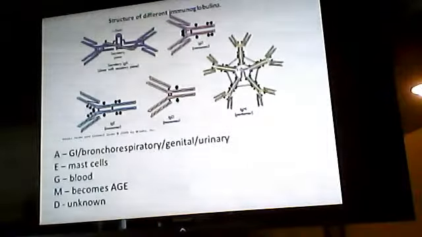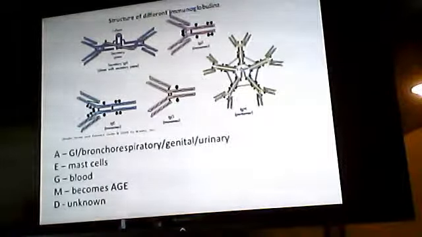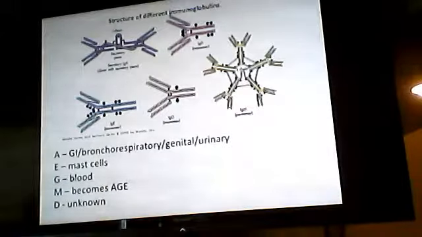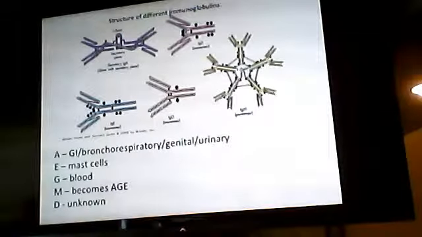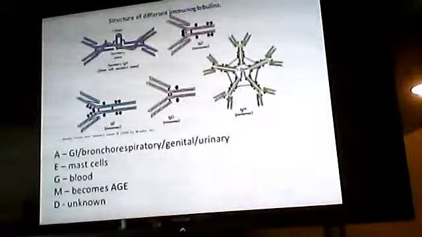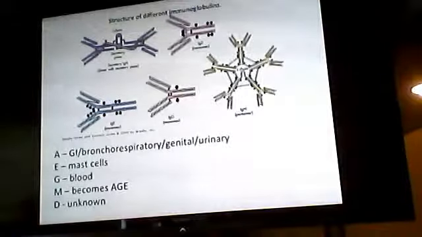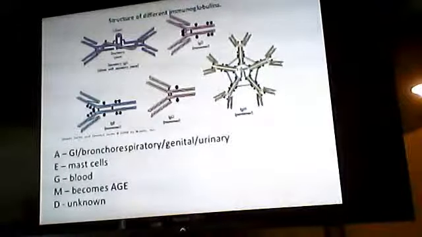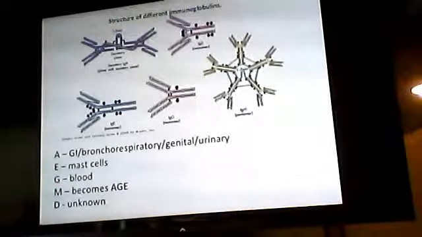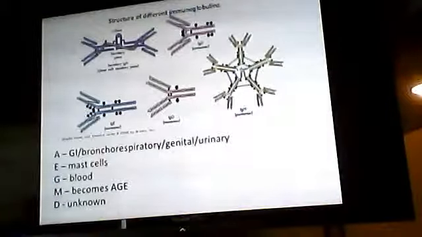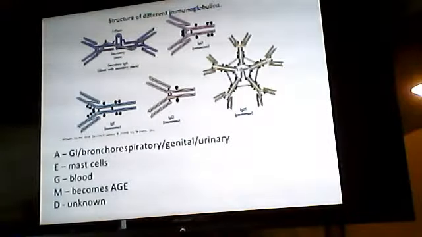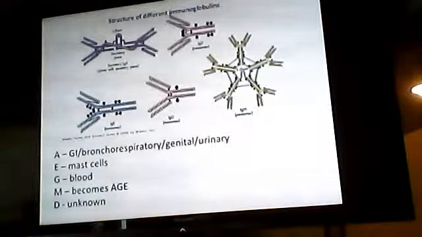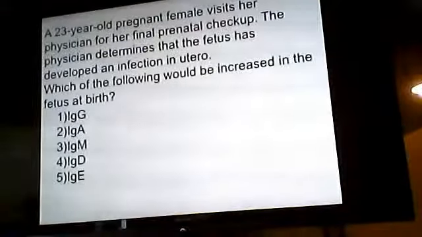IgM is the first one, everyone gets IgM, and then IgM can do a class switch into A, G, or E. And then D, we don't really know what it does, but it's just there, okay? So these are the different types of immunoglobulins depending on where they're most useful or what they're most used for, okay? So IgM is what everyone starts with, and then depending on the situation, it can class switch into A, G, or E, okay?